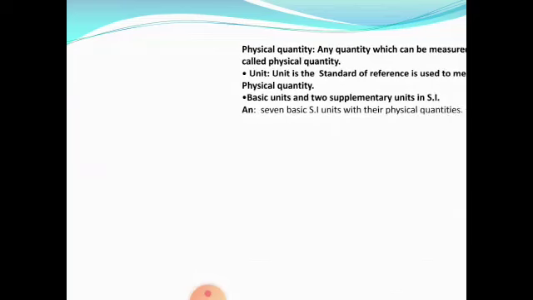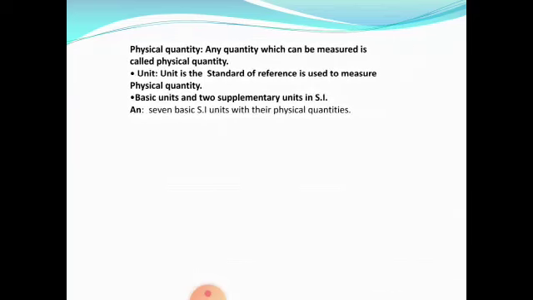In physics, we deal with measurable quantities. Physical quantities can be measured in definite terms and it is possible to get a mathematical relation between them. Here, any quantity which can be measured in terms of numerical value is called a physical quantity. Example: length, mass, time, volume, speed, etc.